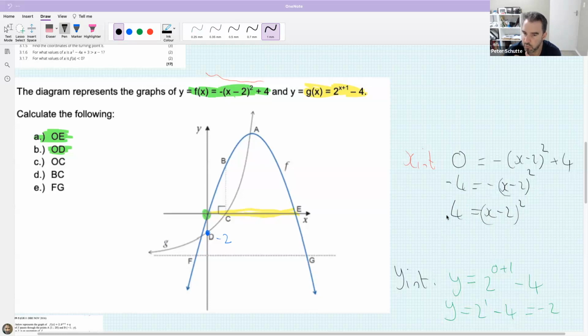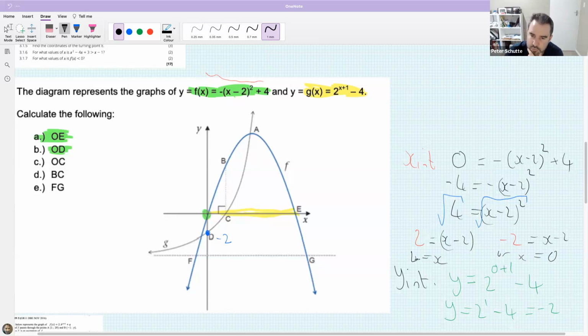But you can square root both sides at this point, but you need to remember that there will be a plus and minus root. So if you square root 4, you get 2, but you also get -2. And so 2 would be equal to x minus 2, or -2 would be equal to x minus 2. And then x is going to be 4, or x could be 0.